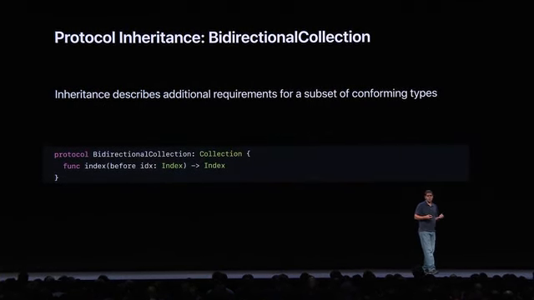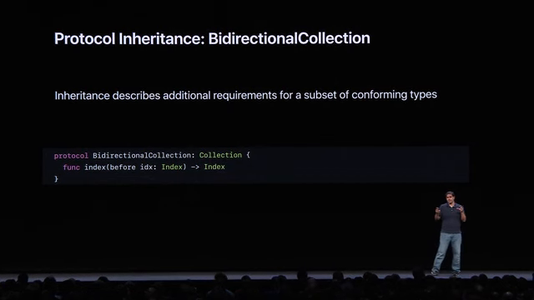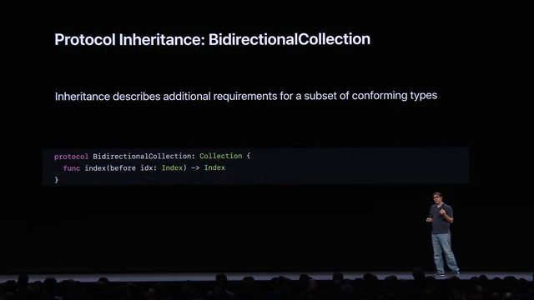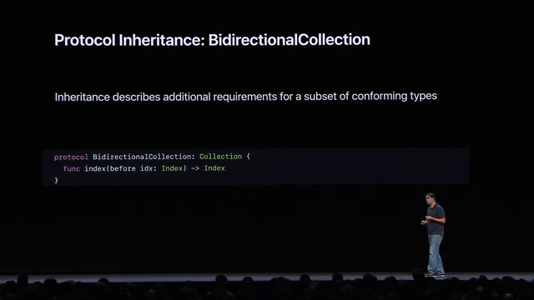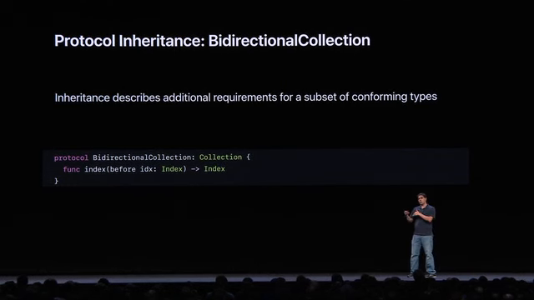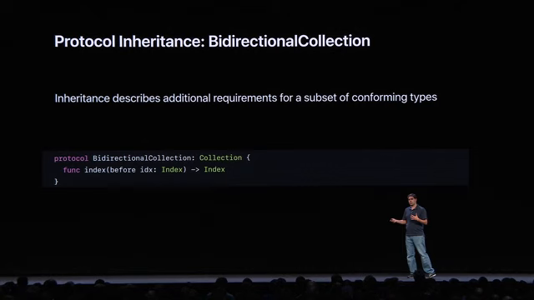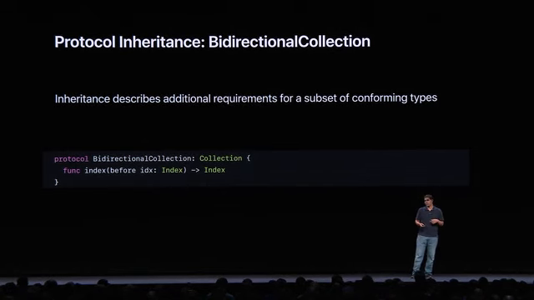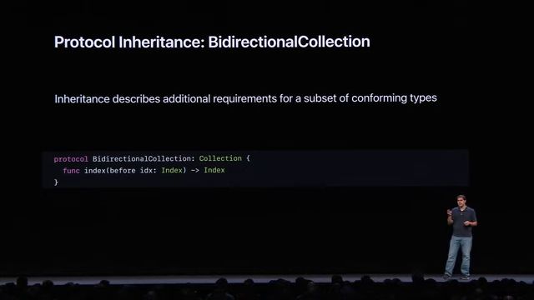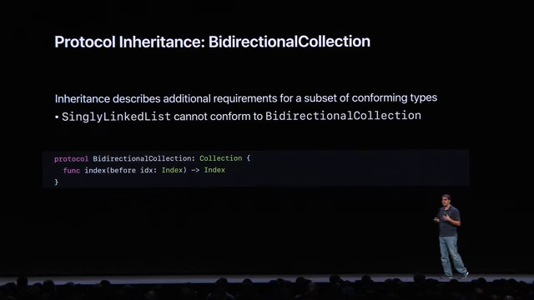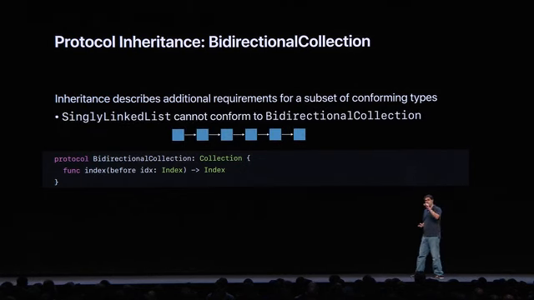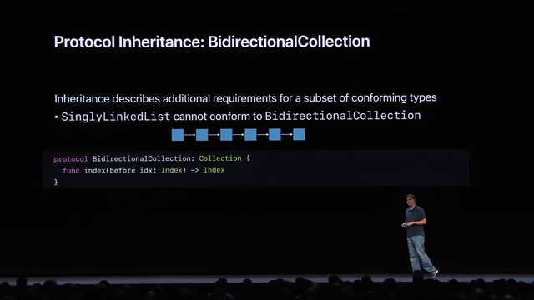So here, the bidirectional collection protocol inherits from, or is a collection. What that means is that any type that conforms to the bidirectional collection protocol also conforms to collection, and you can use those collection algorithms. But bidirectional collection adds this additional requirement of being able to step backwards in the collection. An important thing to note is not every collection can actually implement this particular requirement. Think of a singly linked list where you only have these pointers hopping from one location to the next. There's no efficient way to walk backward through this sequence, so it cannot be a bidirectional collection.